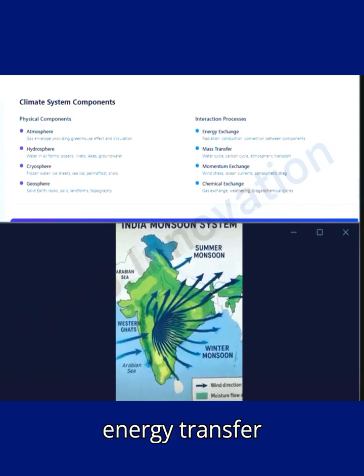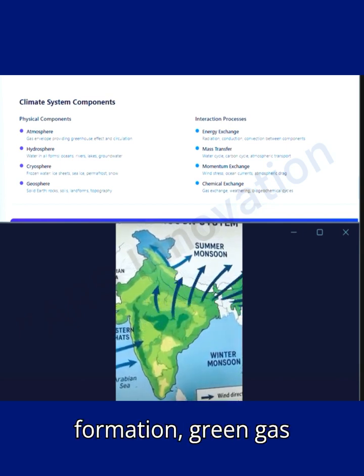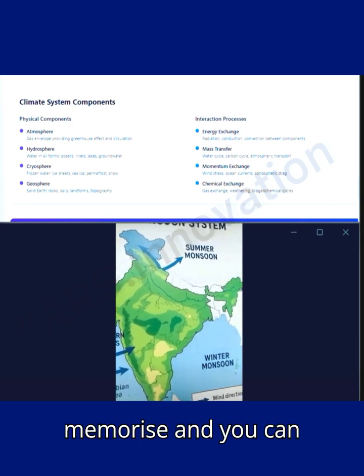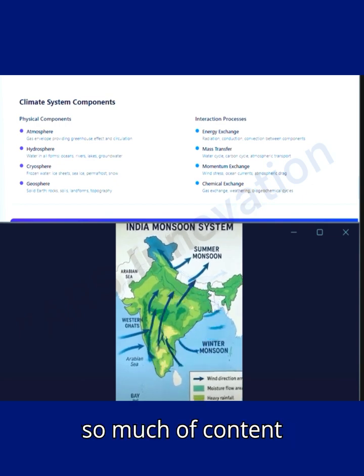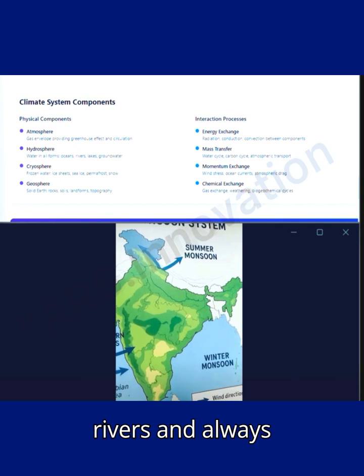Atmosphere is the layer of gases surrounding the Earth. It plays an important role in energy transfer through radiation and convection. It is involved in weather, climate, cloud formation, and greenhouse gas trapping. These are all important topics you can memorize and understand. Nothing more, nothing less. We don't need so much content, we just need to understand the concept.